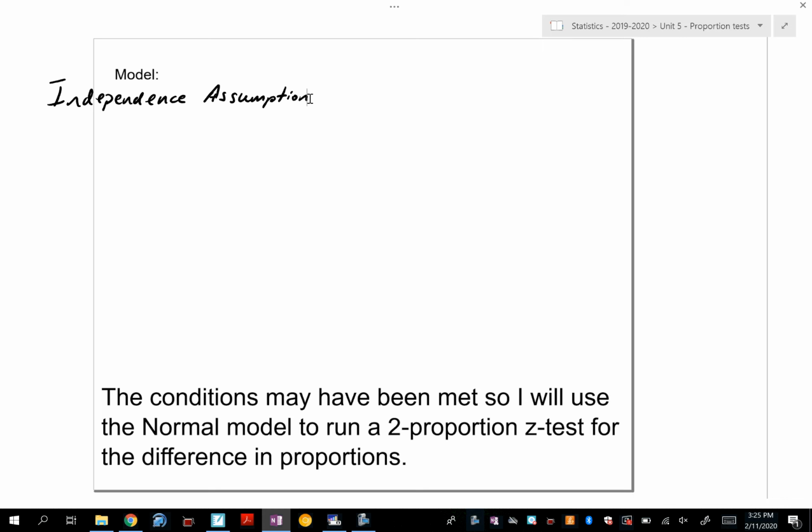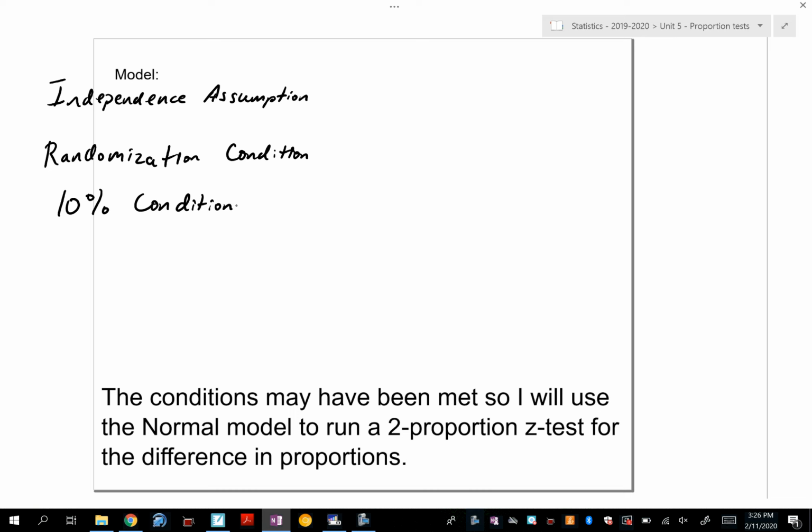Now, once we make that assumption, what conditions are we going to check? You can do any order you want, but I'm going to do the randomization condition and the 10% condition. I will allow you here to combine them in one sentence. So randomization condition, does it say anything about randomly selecting these chicken packages? It doesn't. So I need to state that each group of 75 packages is a good representation of all of our chicken packages.